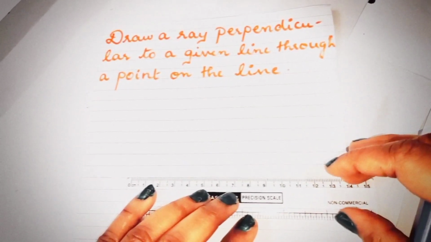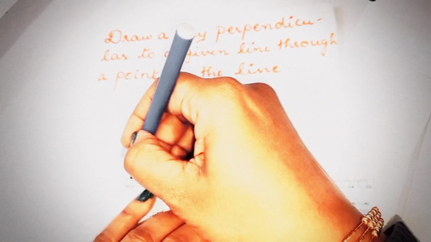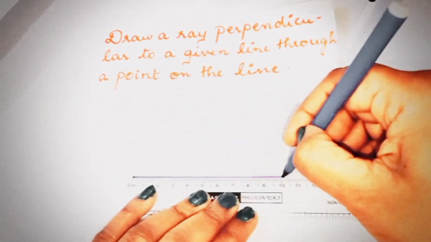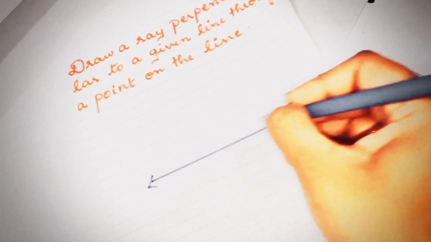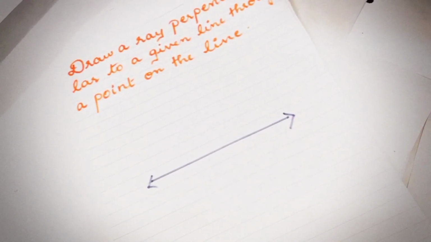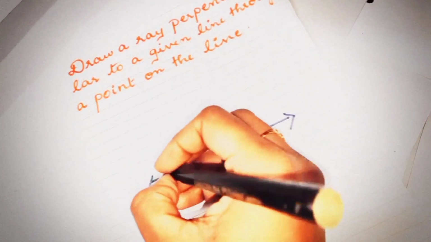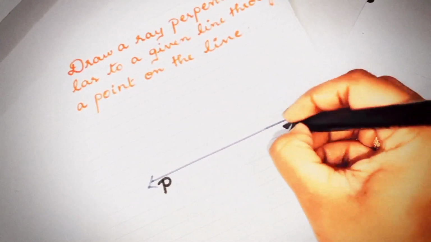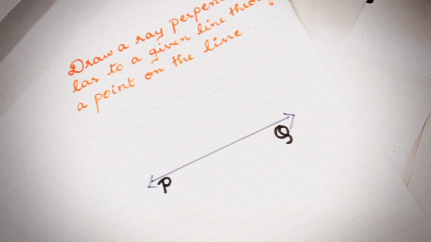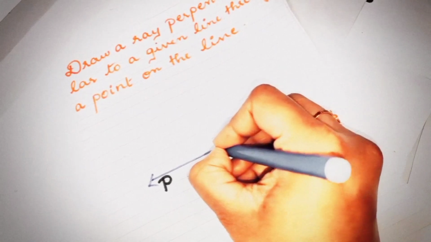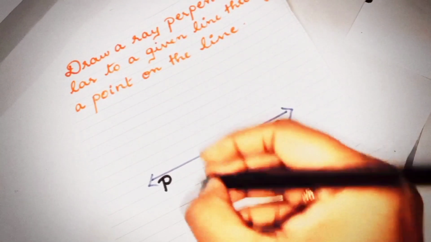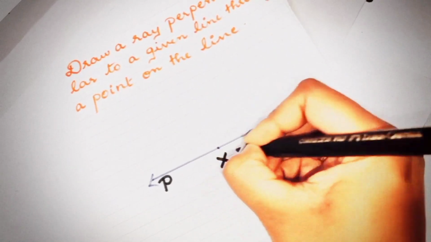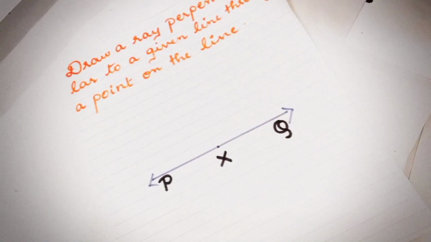So the first thing that we are supposed to do is draw a line. So let us draw a line and we will name the line. Let us name the line as PQ. Now we have to choose a point on the line PQ. So this is the point that is chosen and let that point be termed as X.